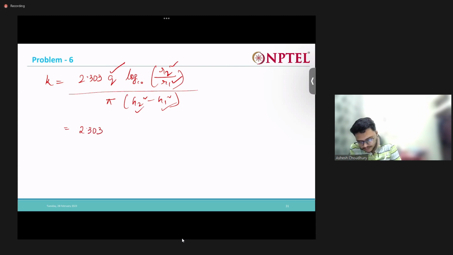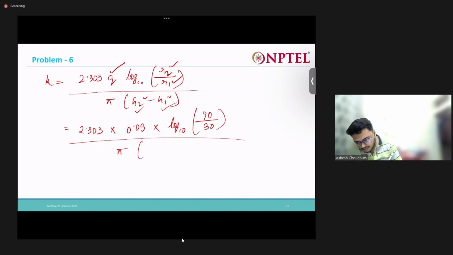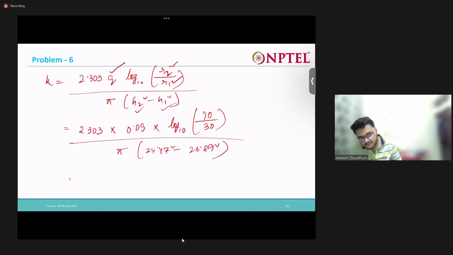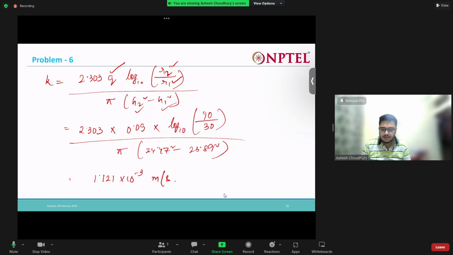So let us do it. 24.47, 23.89, and if we do this, we'll get the value as 1.1218. So this is my coefficient of permeability, right?